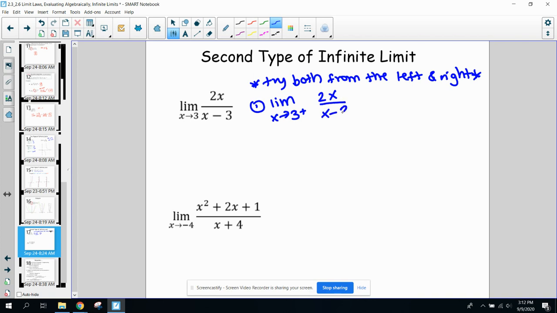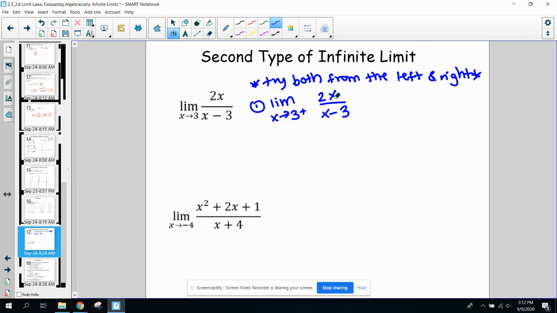I can't solve this with direct substitution. If I plug 3 in, I get 0 in the denominator, so I can't do that. So when I split it up, I'm going to pick values that are close to 3, but coming from the right-hand side. For instance, if I pick 4 and plug it in, I get 2 times 4, so 8 over 1, which is 8. If I pick a number like 3.5, I get 2 times 3.5, which is 7, over 0.5, which is 14.